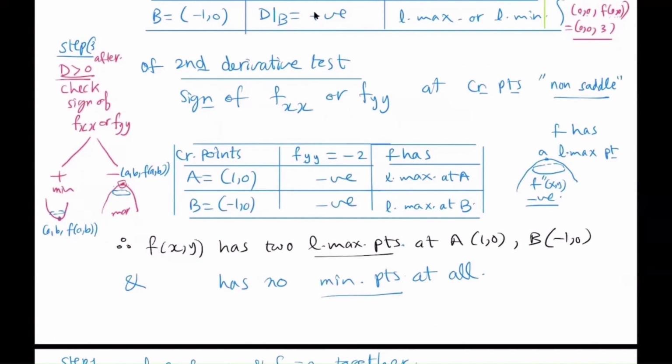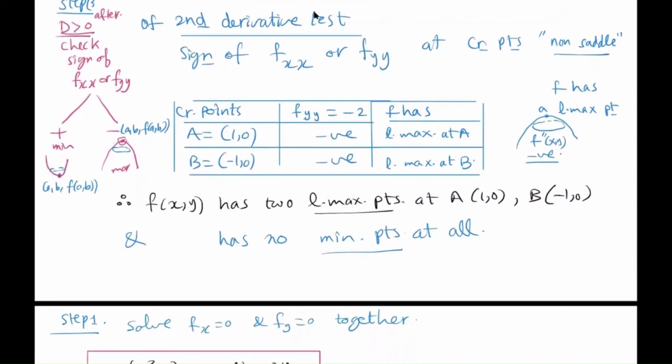So the function has a local maximum at A and again a local maximum at B because the second derivative gives a negative sign. So the curve, or the surface (curve in calculus 1, surface in calculus 3), is open down and it has a local maximum point, as you see here with the pointer. So f has two local maximum points at A and B. It has no minimum points at all.